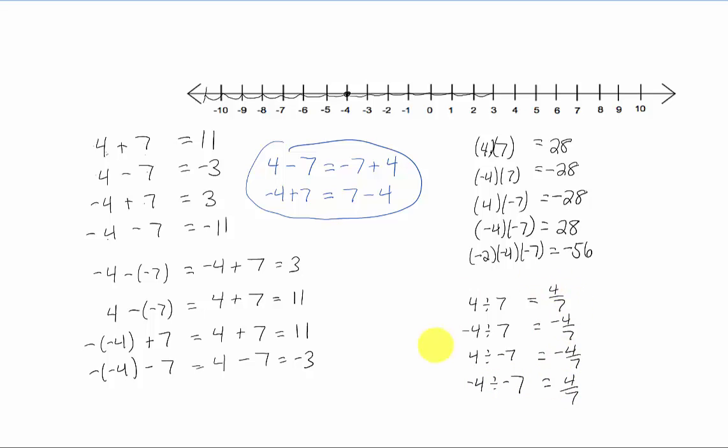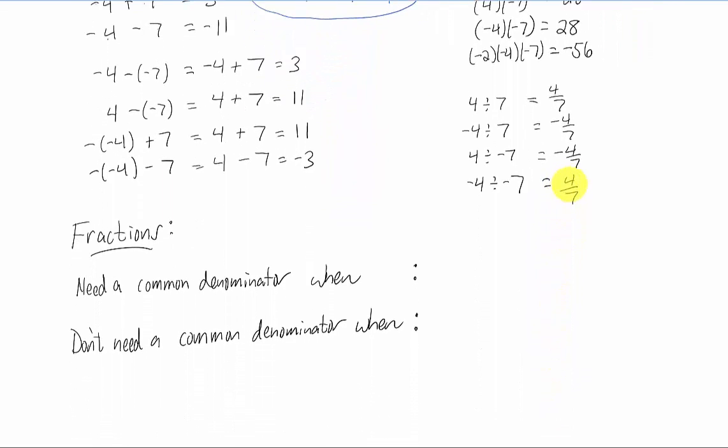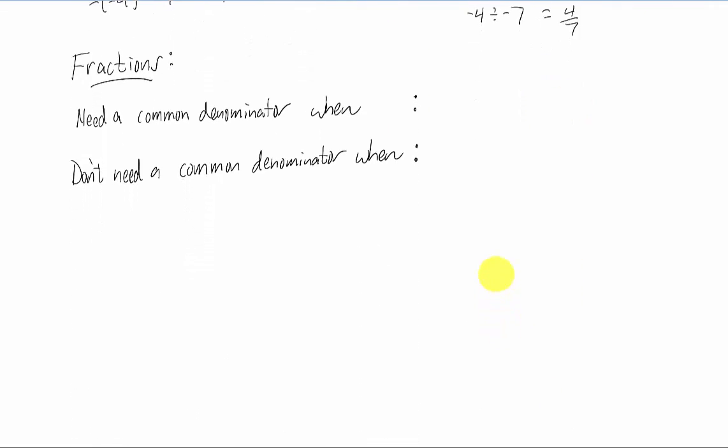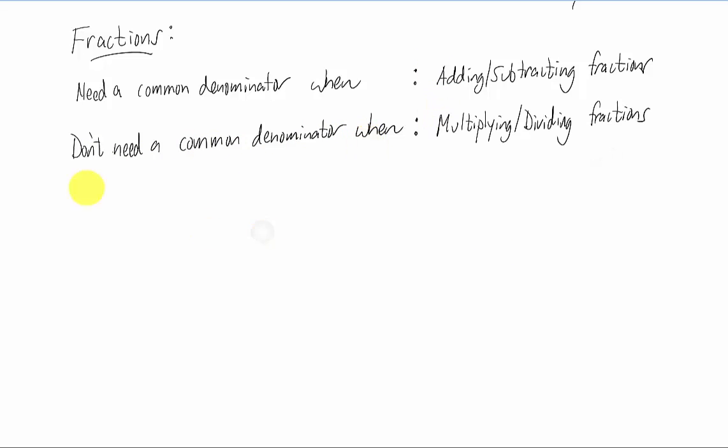Now this last bit reminds me that there are things called fractions that we need to know how to deal with. So let's move on to fractions. Now when we start talking about fractions, one of the first things that comes up is a common denominator. And I want to remind you that you need a common denominator when you are adding or subtracting fractions. And you don't need a common denominator when you're multiplying or dividing fractions. Okay, let's see what that actually means.